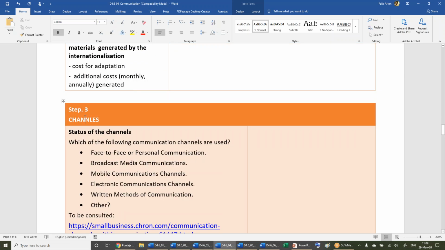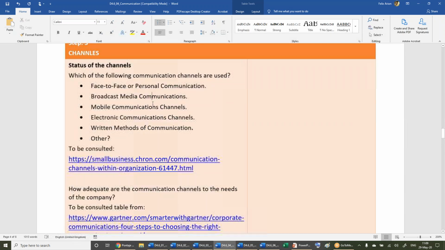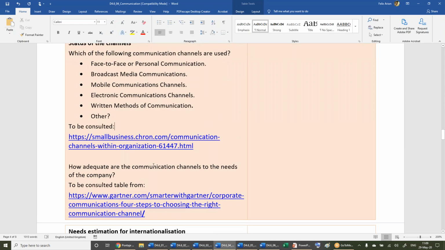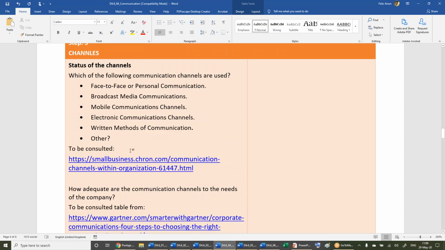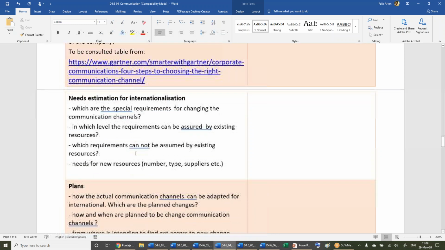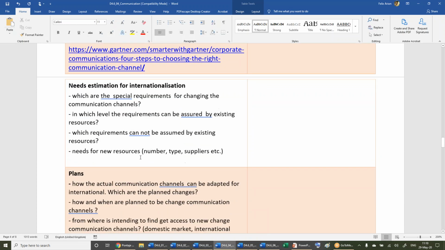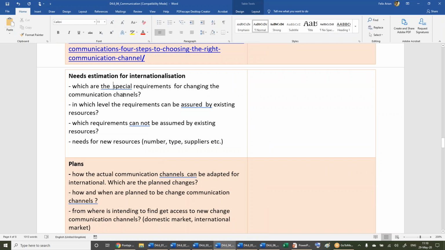Then we are going to channels of communication. What kind of channels of communication are you using? There are a couple of classical ones. We also provide you a couple of links, so you can go to those to see if the communication channels that you are using at the moment are good or bad for you, or are the most appropriate for you, or you have to change them. So you just take a look at this before preparing this document, so we can discuss what you already have.